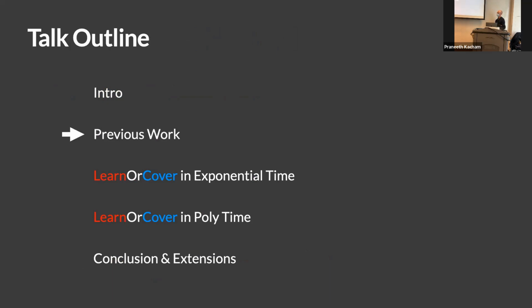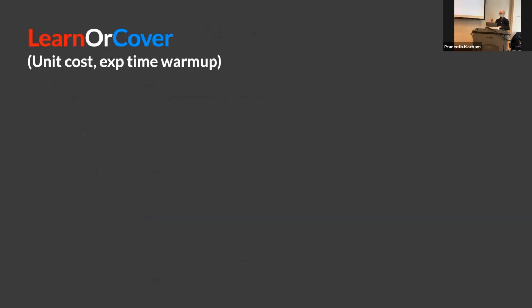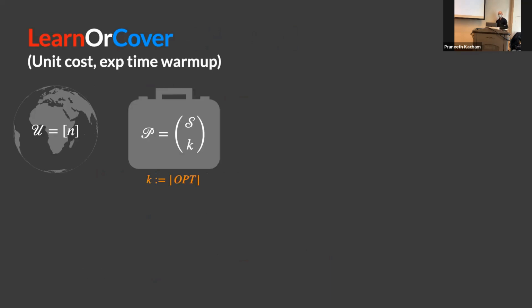Okay, let's jump into the algorithm. So here's our algorithm. As I said, it's called learn recover. Just to recall, this is the exponential time version, and it's for the unit cost setting, so every set costs 1. To describe this algorithm, we're going to imagine in our heads that there are these two objects, this cursive U and this cursive P. U is the universe of elements that we need to cover, and P, I'm going to call the portfolio.